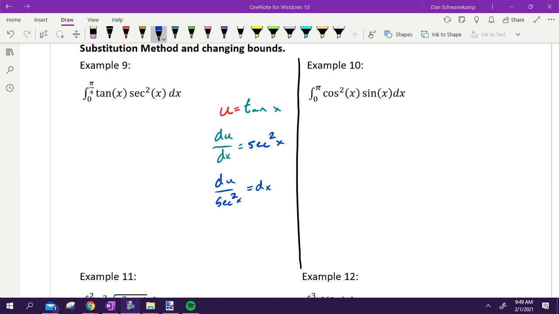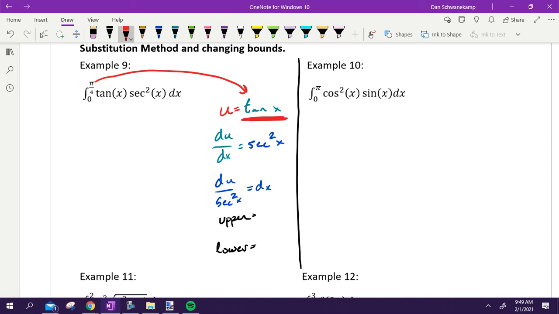Once we've done that, that's important. But the next thing we got to do is mess with our bounds. We are going to change the problem to U. We also need to change the bounds to be in terms of U as well. So that's the difference between what we did before and now. What we're going to do is take these bounds and plug them in to whatever we said U was going to be.